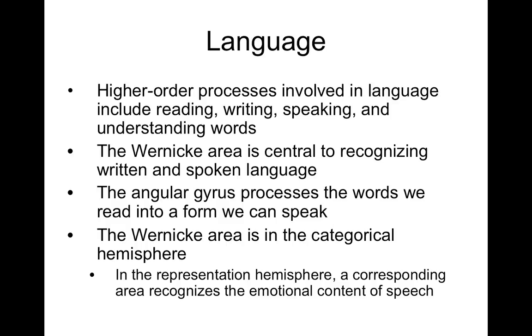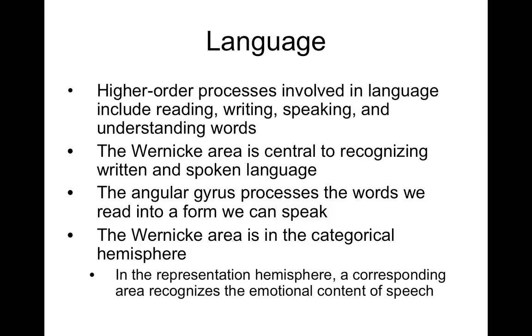So we're going to talk about language here, and language is also one of those higher order processes that includes things like writing, speaking, and understanding words. Now, the Wernicke's area here that you find in the temporal lobe, it's involved in recognizing written and spoken language. If Wernicke's area is damaged, then individuals have difficulty understanding written and spoken language. What they will hear will just sound like jumbled words, just like blather. Or what they see will also look jumbled.